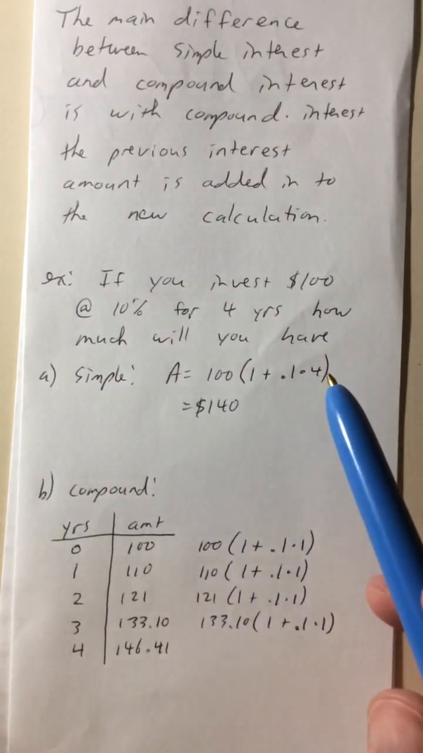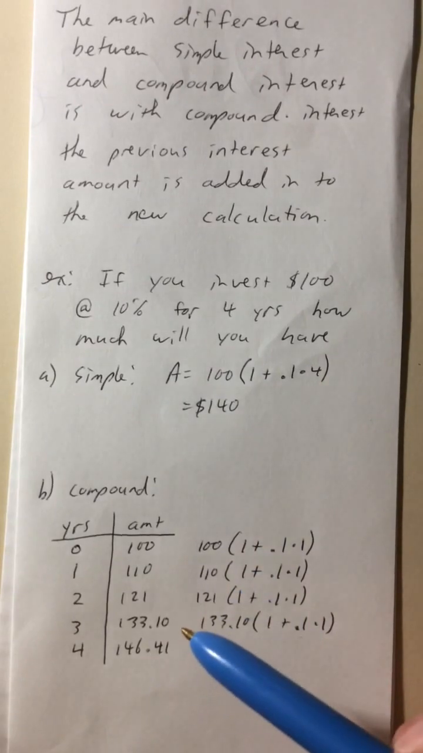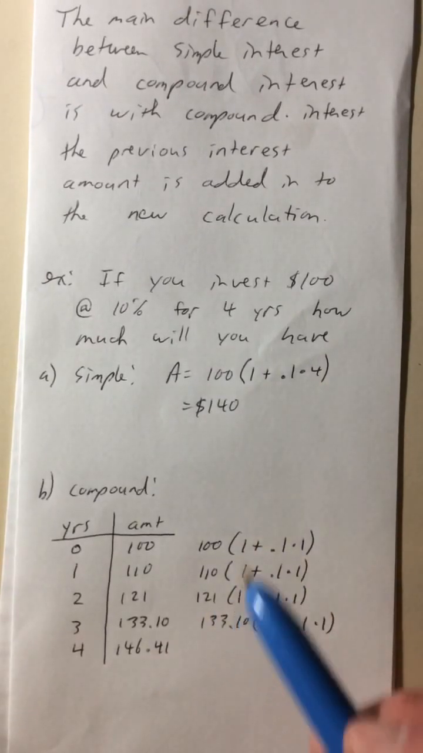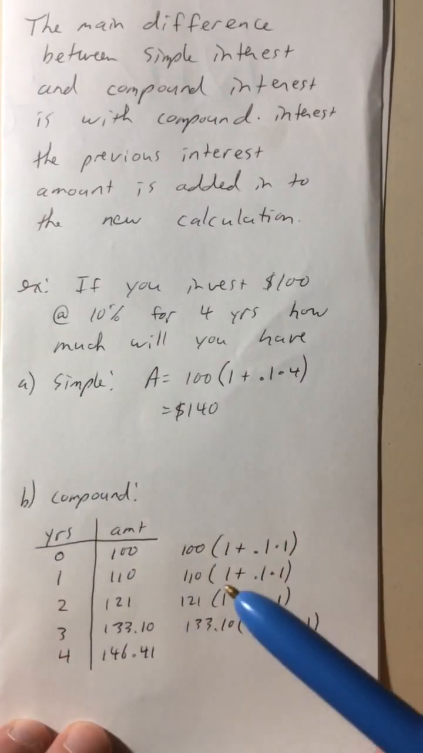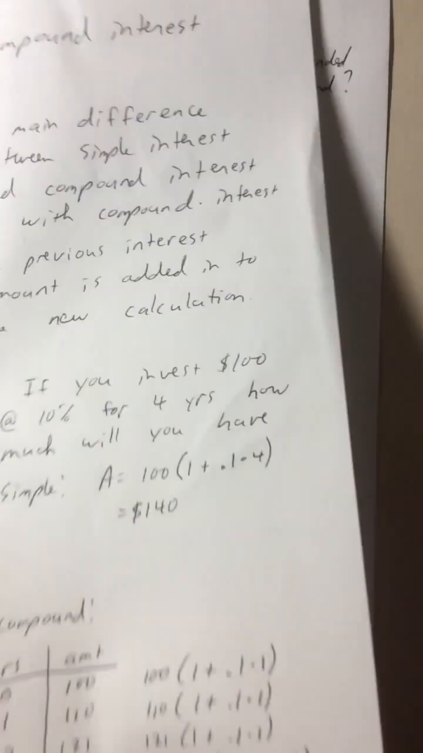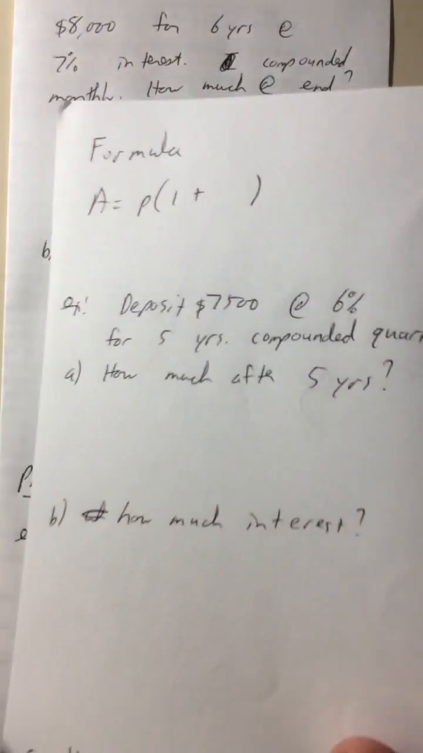Nobody uses simple interest really anymore, so we're going to do compound interest from here on out. So all problems are going to be compound interest from here on out. Okay, so that's a little example to explain the difference between the two. I just got a few examples, and then we'll be done with our video.